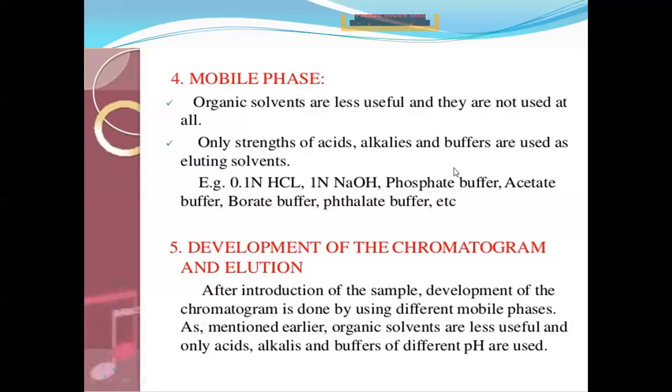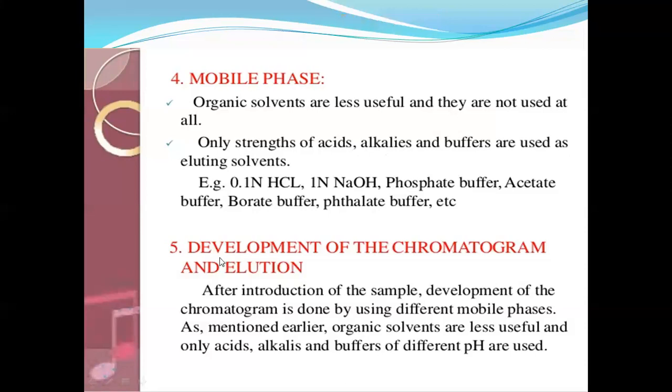So generally we use this one. Which type of acid? Only strong acid. That means a strong acid is HCl, hydrochloric acid, and the concentration of that one is 0.1 normal. And for alkali, strong bases, here it is NaOH. And buffer, which type of buffer? Phosphate buffer, acetate buffer. The phosphate buffer pH is somewhere around 7, and the acetate buffer pH value is around 3.4, and borate buffer is also a similar type.